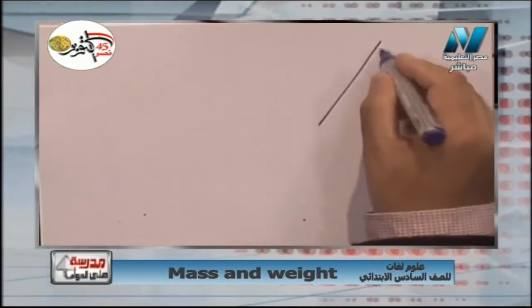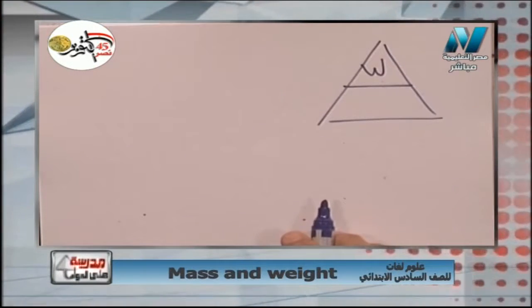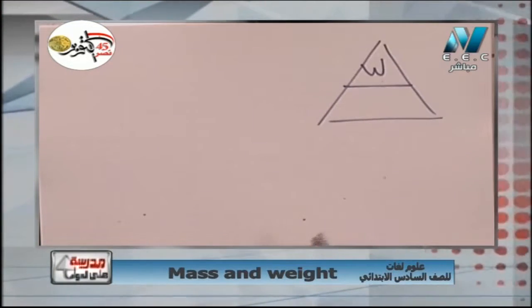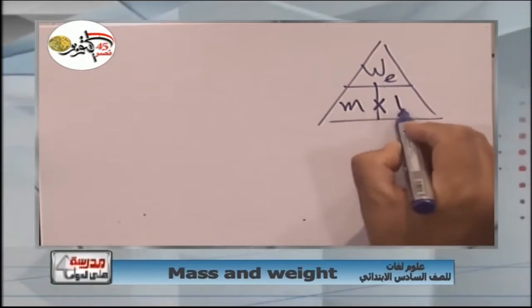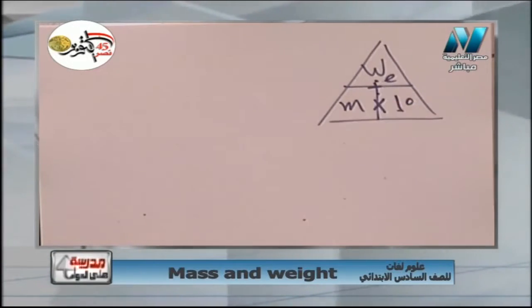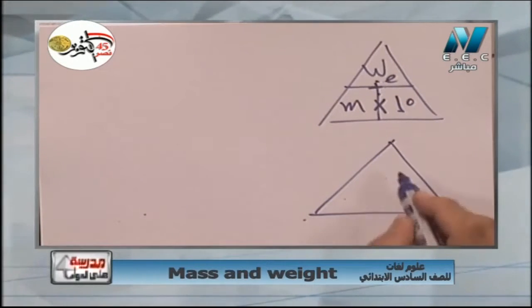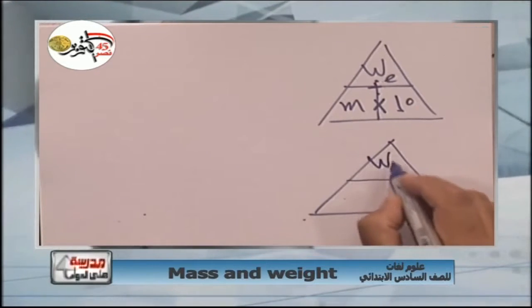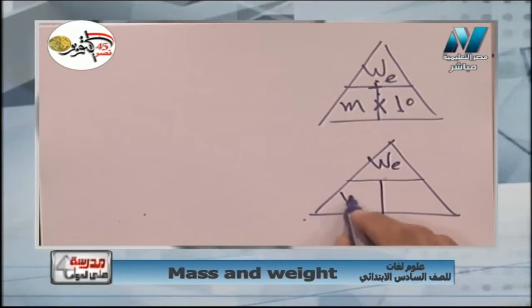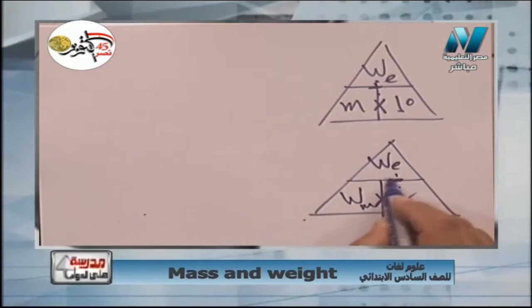The first law says weight on the earth, the largest quantity, goes on top. Mass by 10, and here is a sign of divide. Another sacred triangle, or magic triangle, the same meaning: weight on the earth, weight on the moon by 6 and divide. Here is a sign of divide.